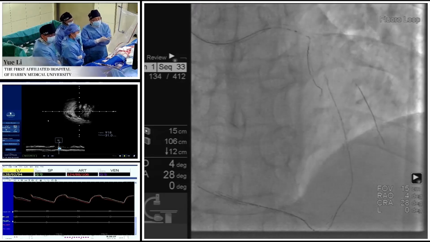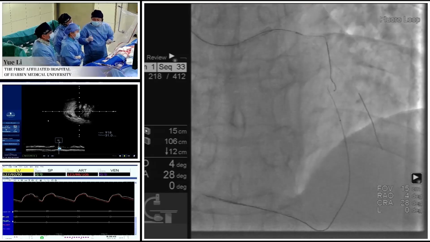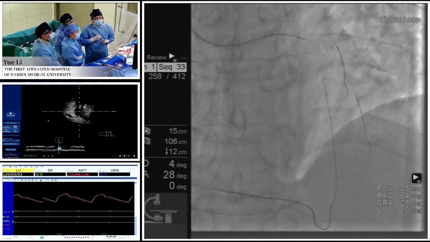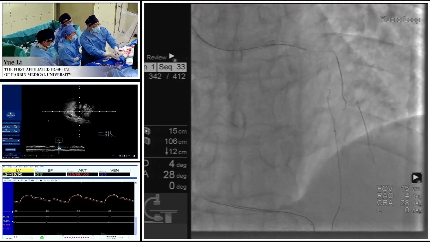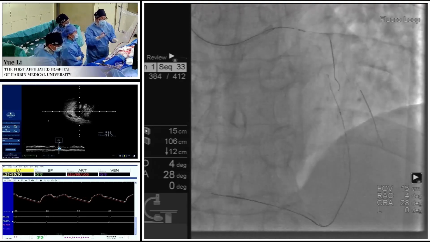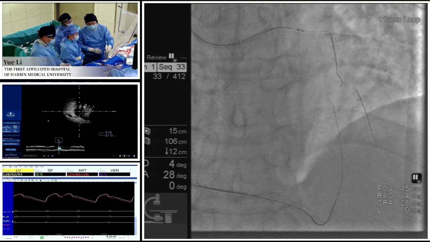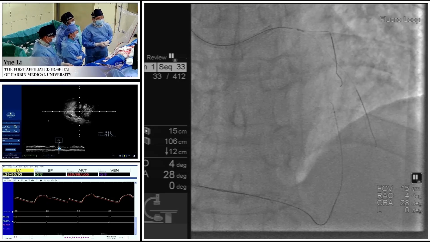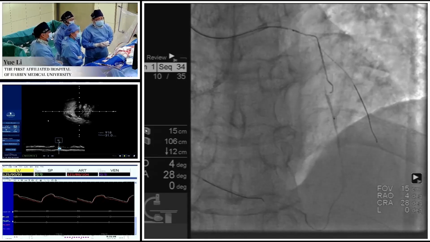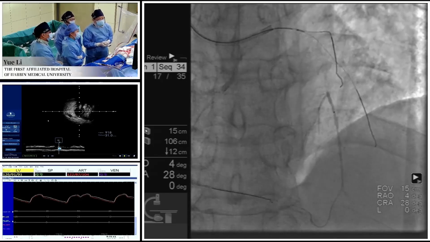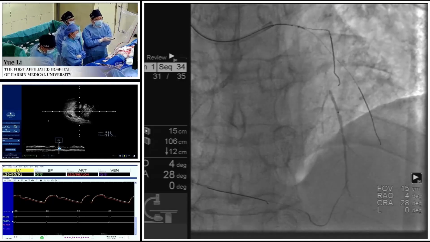But one tip and trick to choose the retrograde wire: in such a segment we can see, with the heart movement, the wire moves significantly. In most conditions this was a Fielder XTA wire, and you can see it moved significantly. Not a very good choice. We should choose a relatively stiff wire, and we finally chose the Gaia wire. This is a super selective injection from the distal LED.